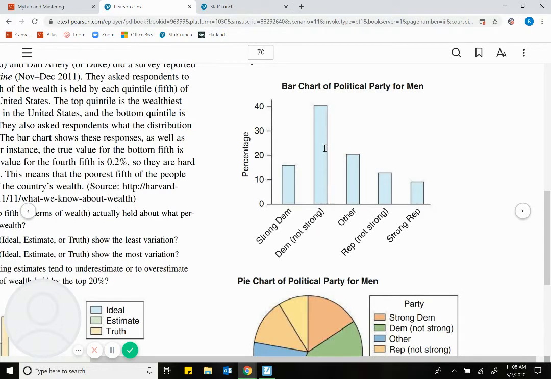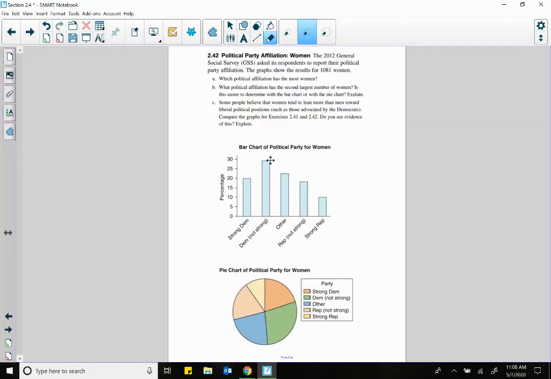Absolutely. But when we look at this, how high is this bar? It looks like it's about at 40. Okay. When we come back over here, how high is this bar? It's a little bit under that. So, up here, they stated that people believe that women tend to lean more than men towards liberal political positions. So, are there more women here than men? Or are there more men than women here? Which one do we see?